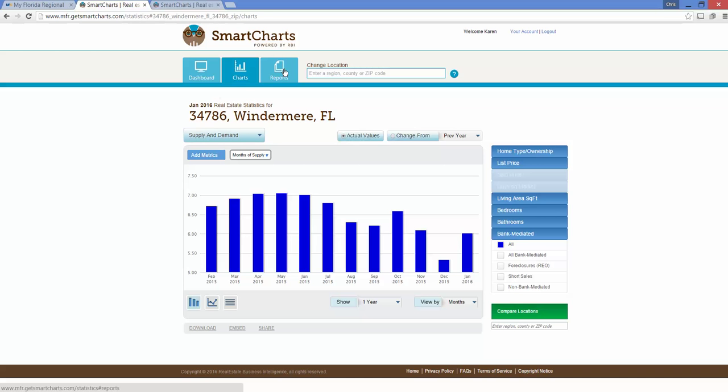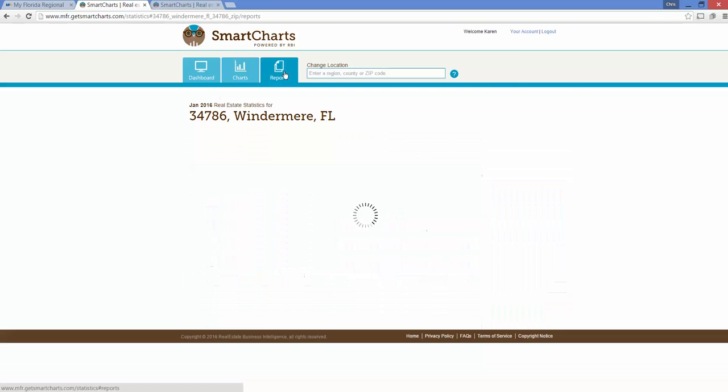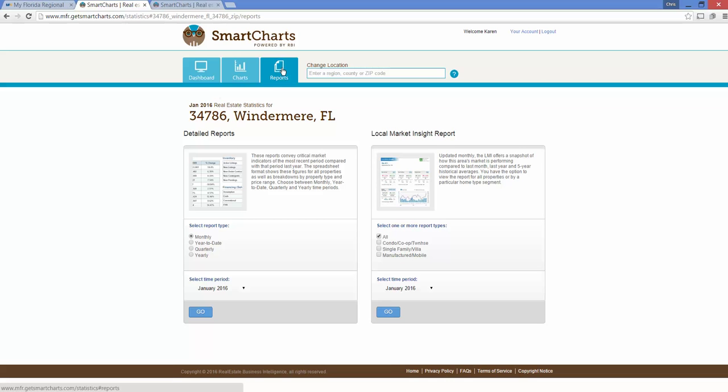Now, let's look at the Reports tab. So I have two different report options. I have detailed reports, which give me a lot of numbers. Might be for my more analytical customer, or it might be for my personal use. If I just really want to see this market, if I want to look at the numbers, this is a great report for me to really stay on top of my area.